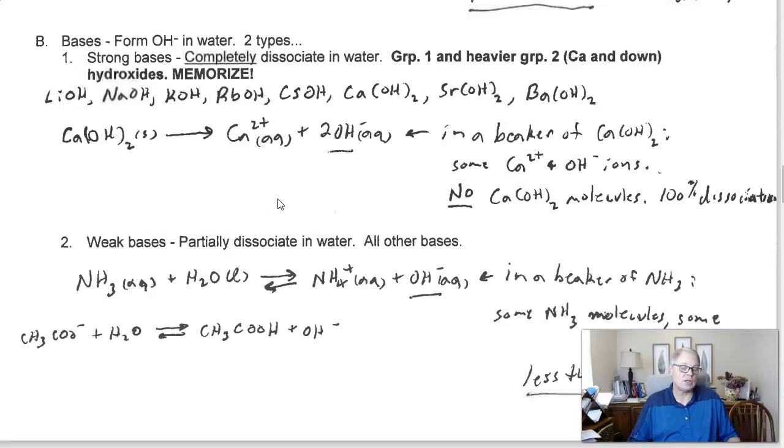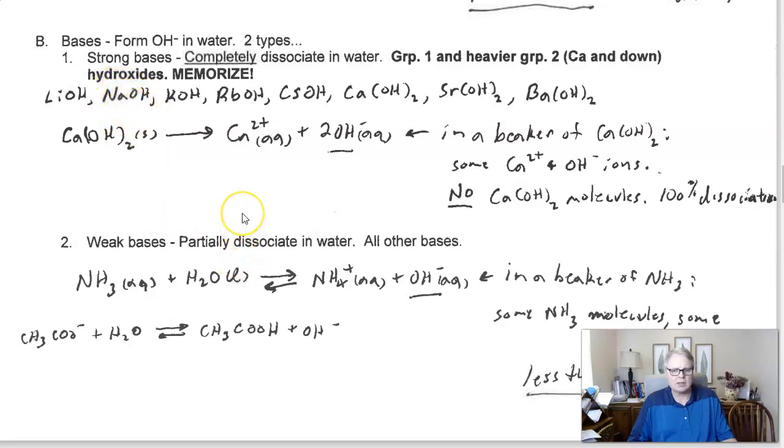Now, obviously, if it dissociates more, you're going to have a higher concentration of hydroxide if you have the same concentration of your base. So strong bases will give you more OH minus than weak bases would at the same concentration. But it's not strictly about concentration, it's about how much does it break apart. That's the key.